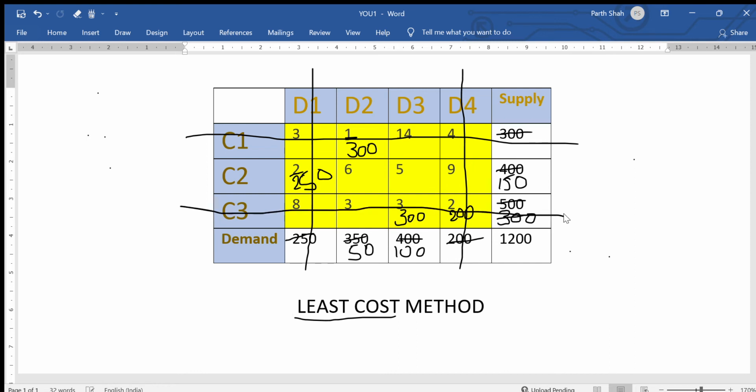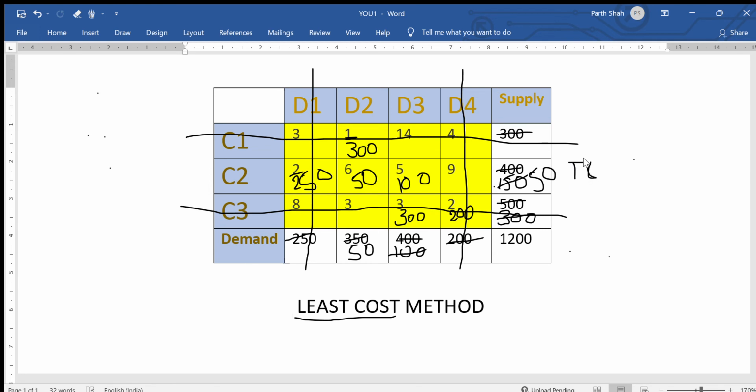Now these two, 6 and 5. So 5 is the lower number. With 100 and 150, we'll cancel this 100, allocating 100 here. Here 50 is remaining. And again you can see that this cell remains, and it has a demand of 50 and a supply of 50. So we'll allocate 50 here. Now the allocation is done.